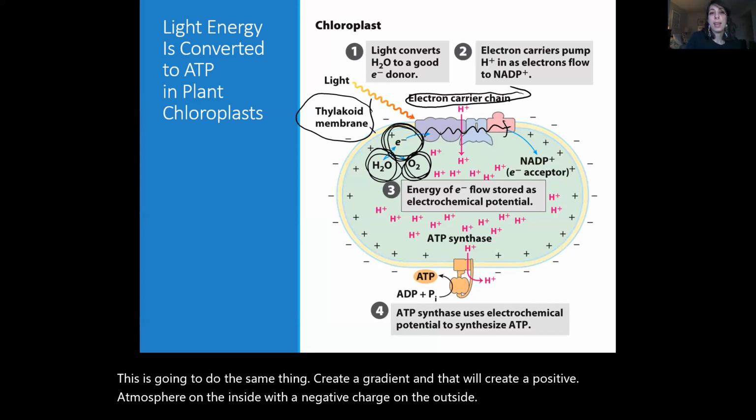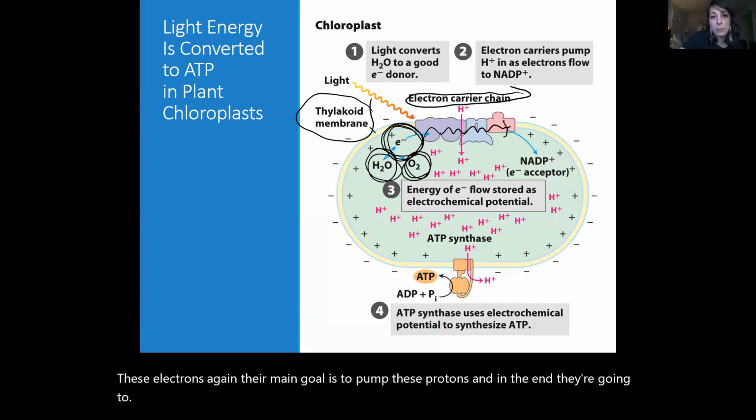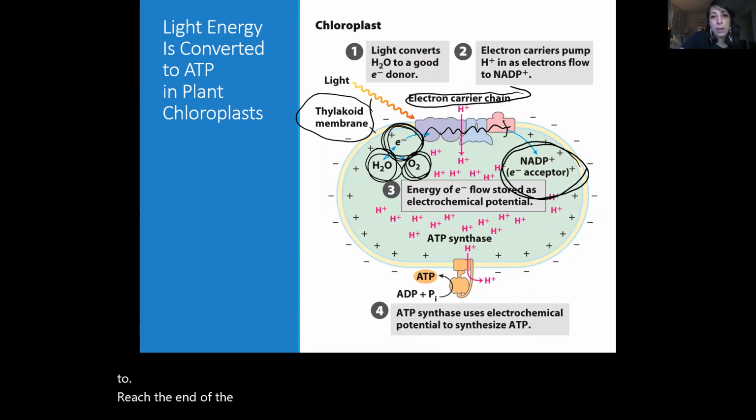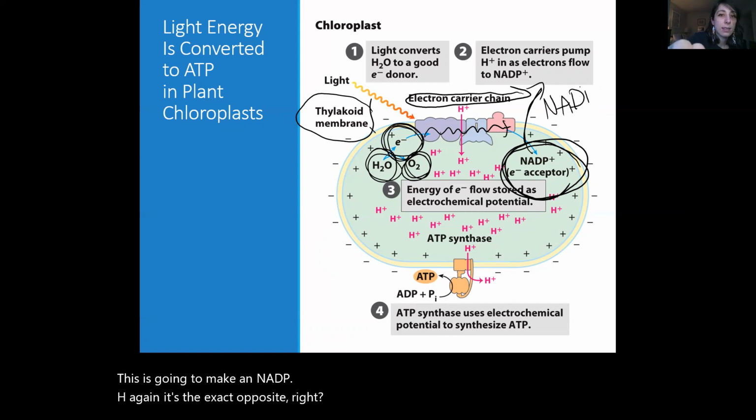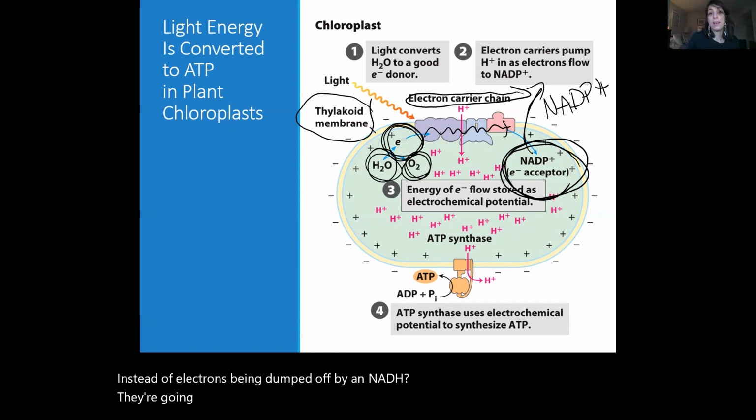These electrons, again, their main goal is to pump these protons. And in the end, they're going to reach the end of the electron transport chain and get put onto an electron acceptor, NADP+. This is going to make an NADPH. Again, it's the exact opposite, right? Instead of electrons being dumped off by an NADH, they are going to be accepted at the very end by an NADP+, and it's going to make that NADPH.